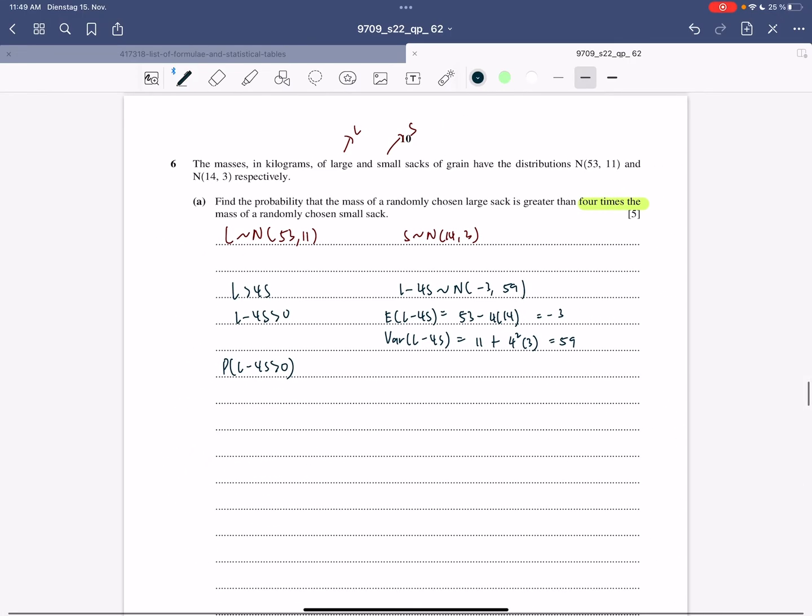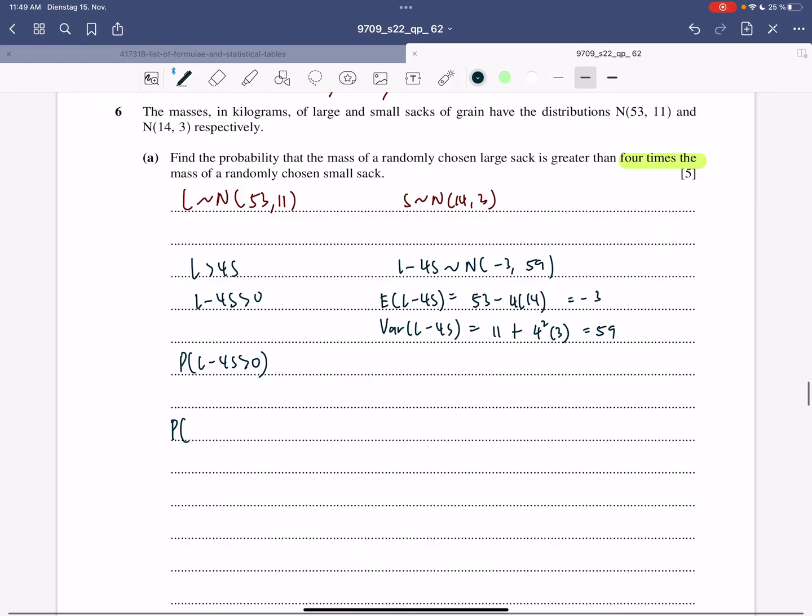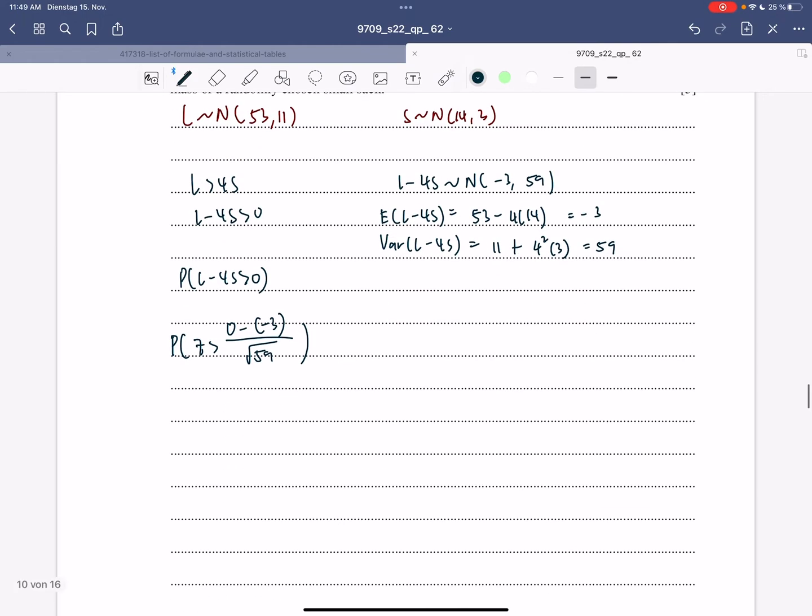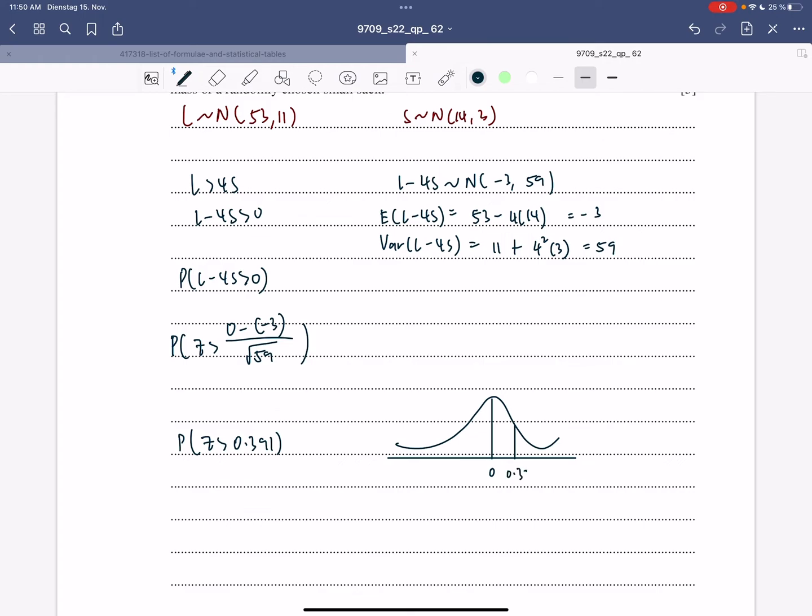Okay. Now let's find the probability. 0 minus negative 3 over the standard deviation. Pressing into the calculator, you will get 0.391. Let's do a simple sketch as usual. So 1 minus 0.6521, and the final answer you will get 0.348, three significant figures.